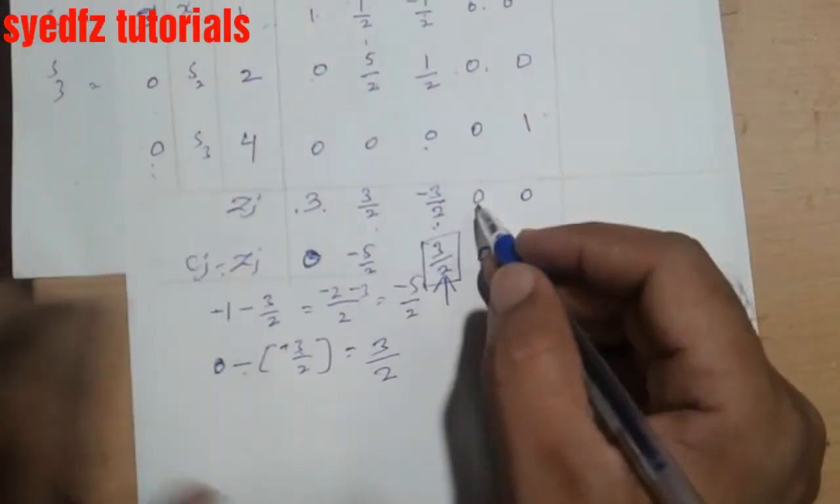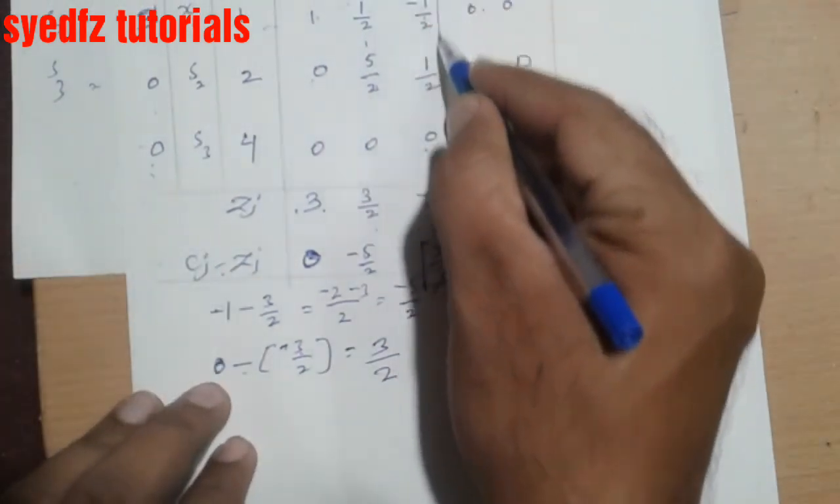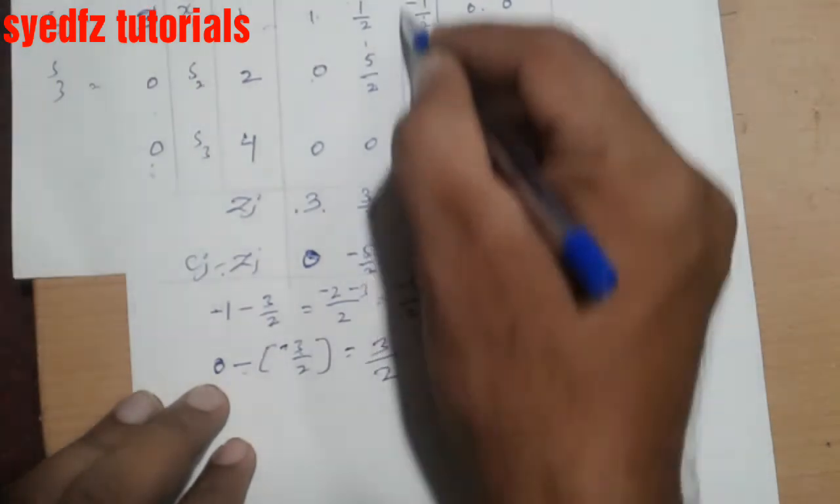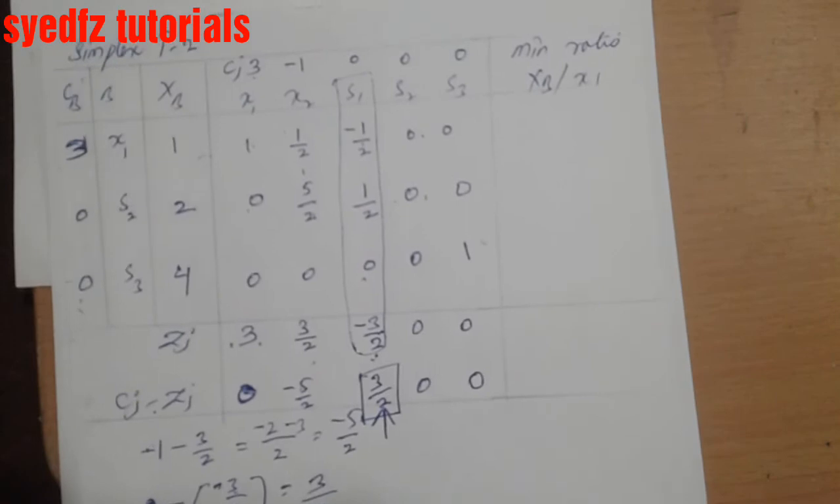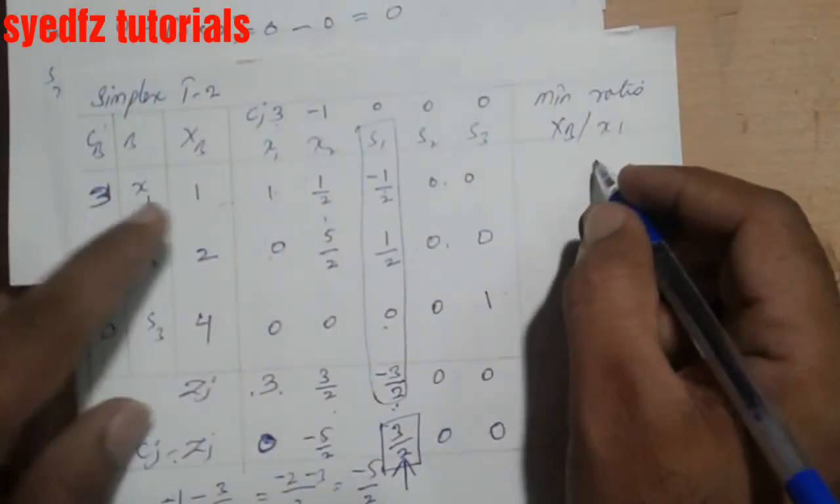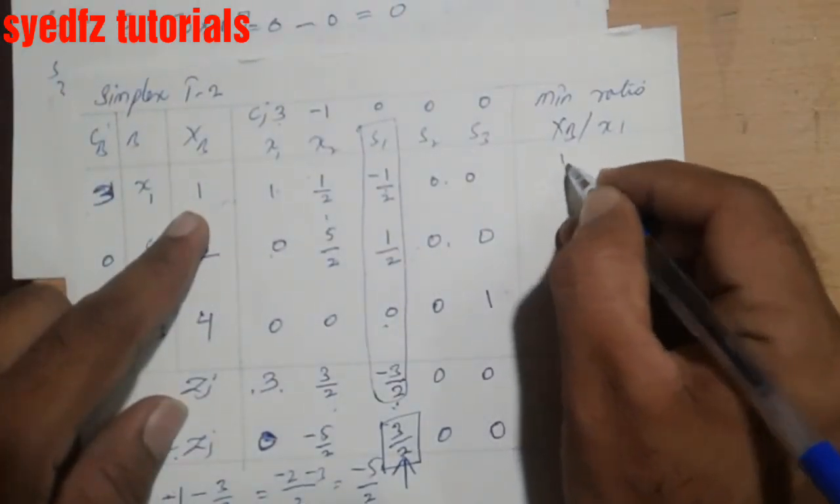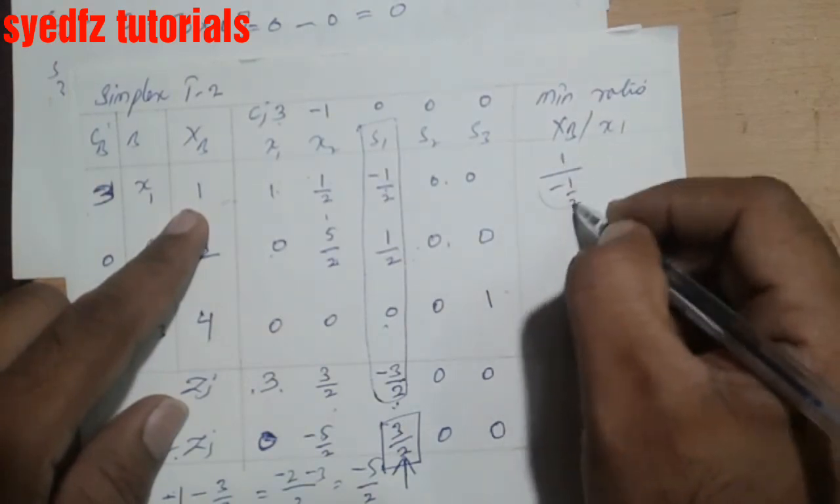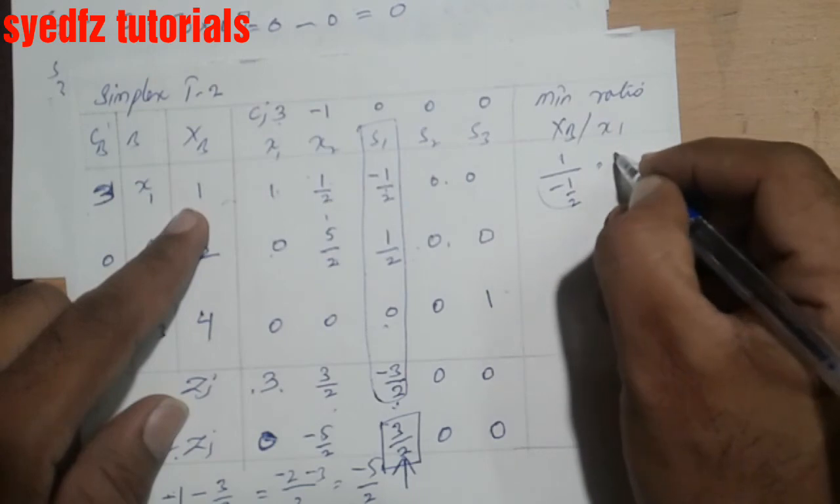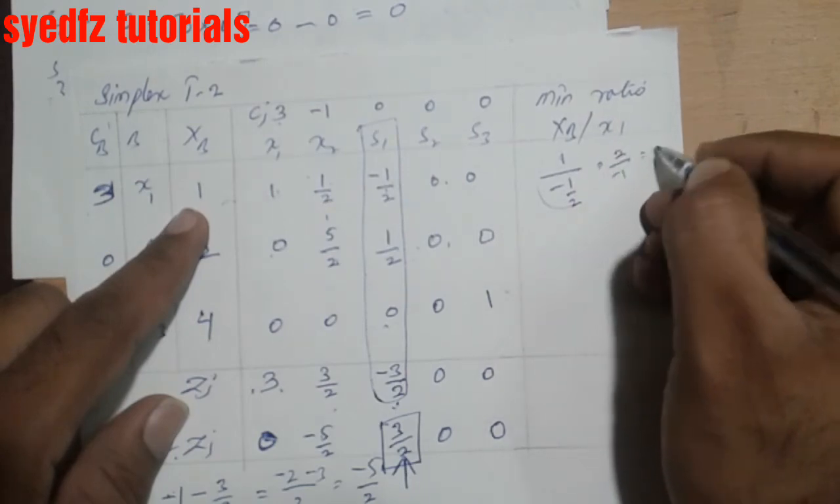So S1 will enter, and let's see which one will exit. Minimum ratio we have to calculate. 1 divided by minus 1 divided by 2. Calculate, multiply. 2 divided by minus 1 means minus 2.